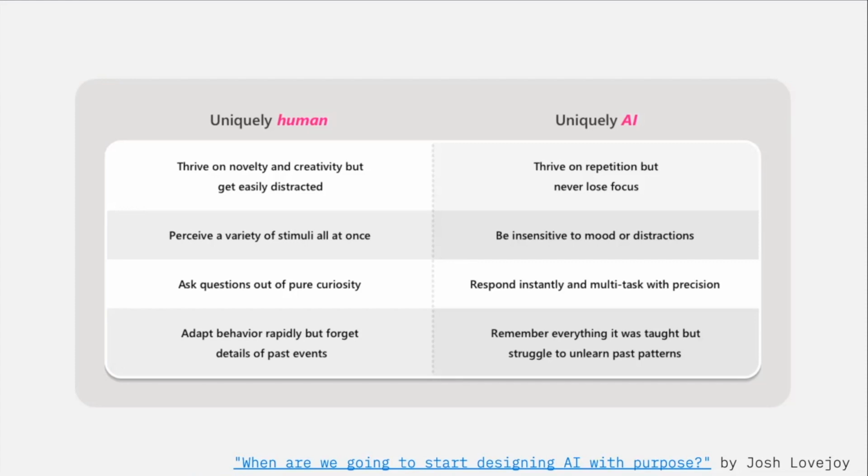Because what you want to do is use machine learning, and again, I'm using machine learning and AI a little bit interchangeably here, but I mean machine learning. Use machine learning for the things that machines are good at, and then save the things for humans that humans are good at.